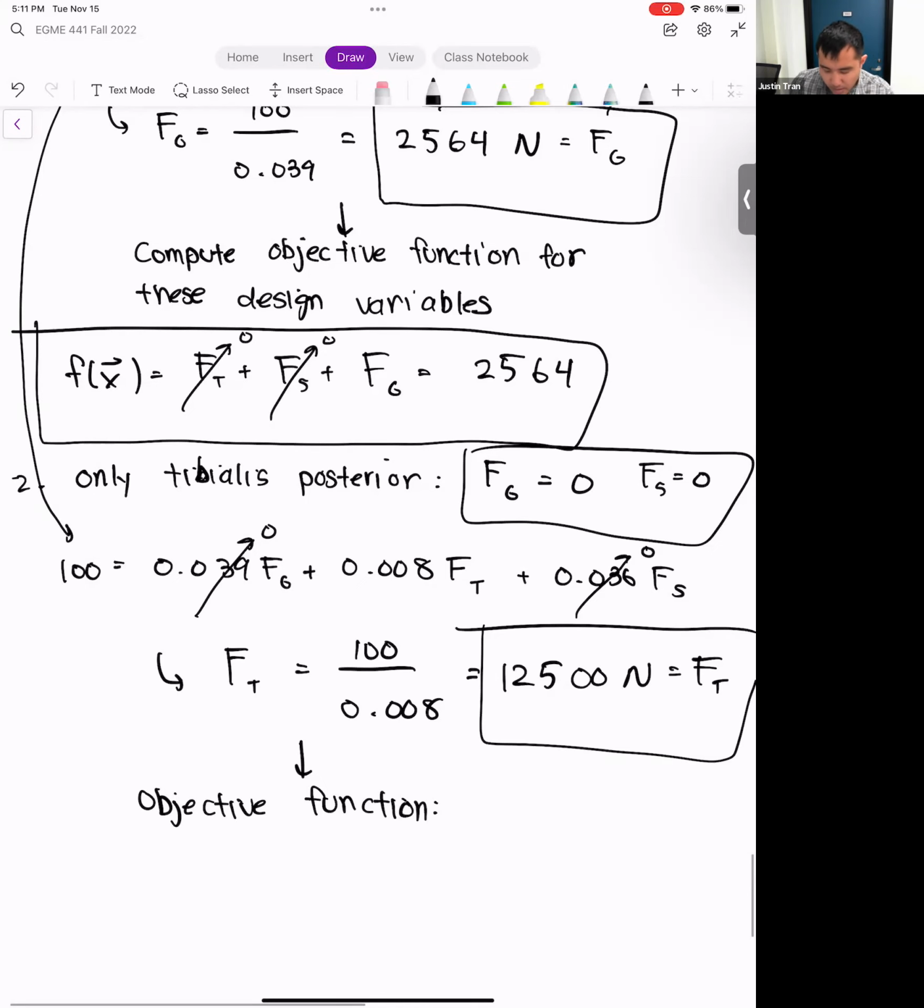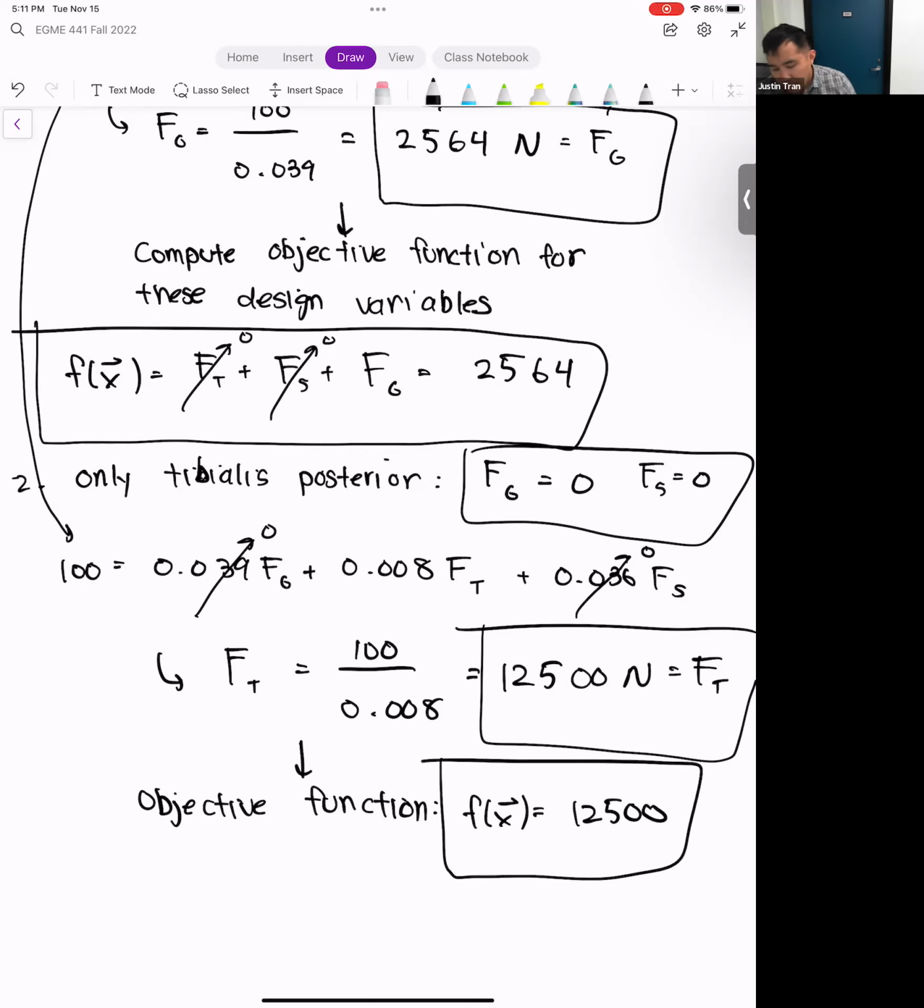All right. So once again, under this second case here, this is like our second guess, our second set of design variables, our second candidate solution. Okay. And so if we evaluate our objective function here, we just add up these three. And we get our objective function is 12,500. Okay.